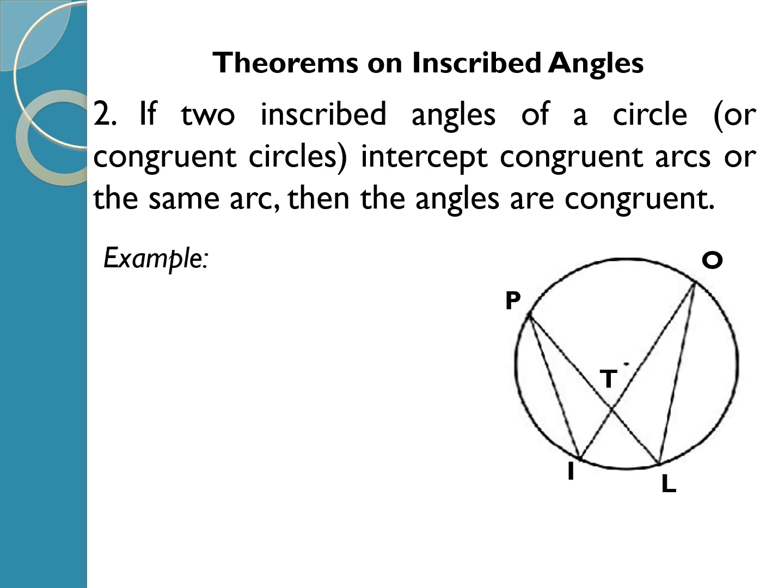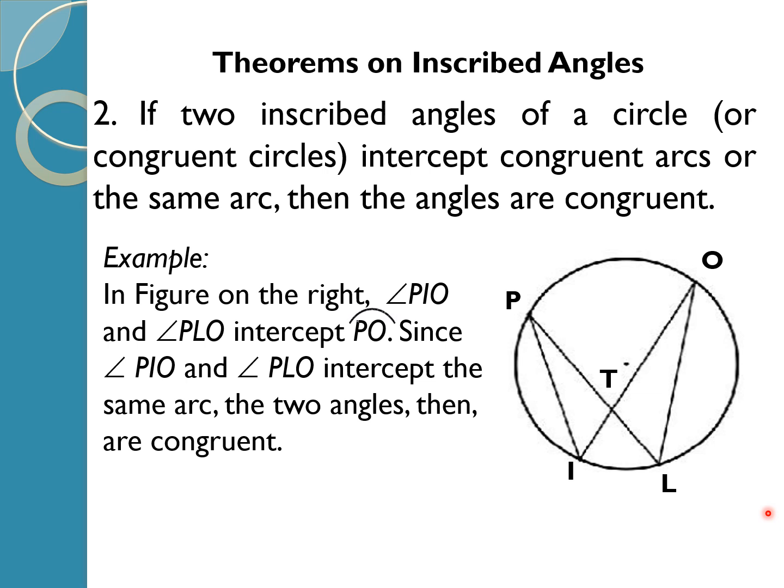Let us consider now circle T. In the figure on the right, angle PIO and angle PLO intercept arc PO. Since angle PIO and angle PLO intercept the same arc, which is arc PO, then the two angles are congruent.